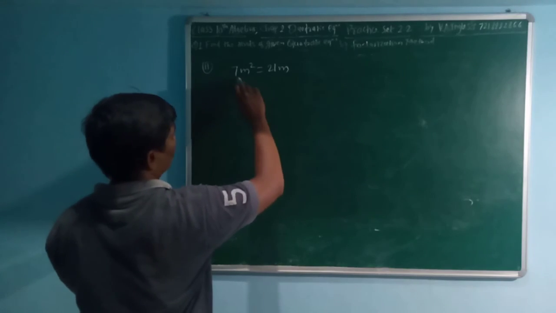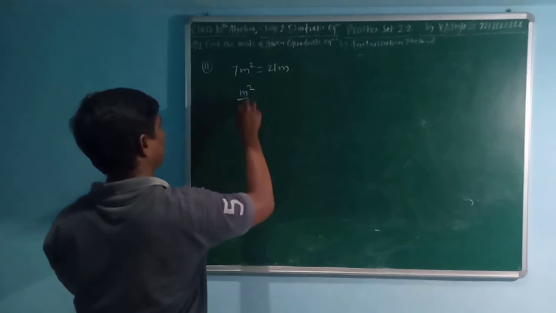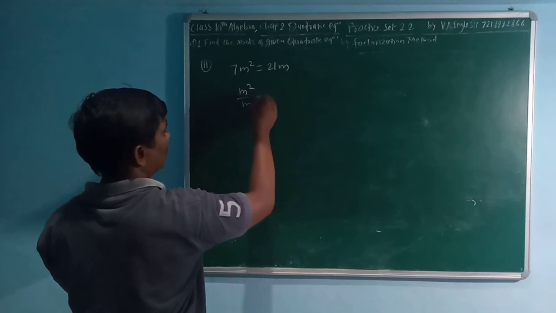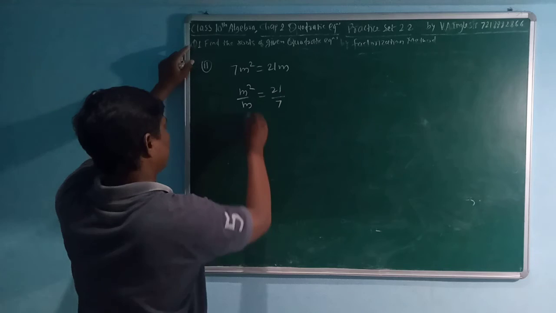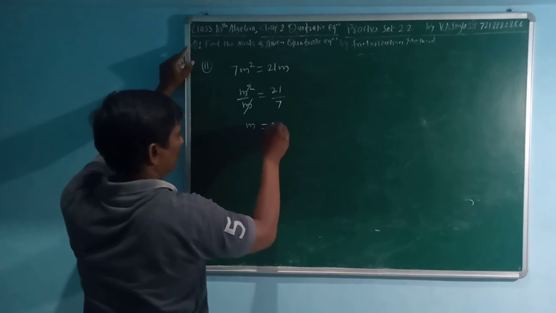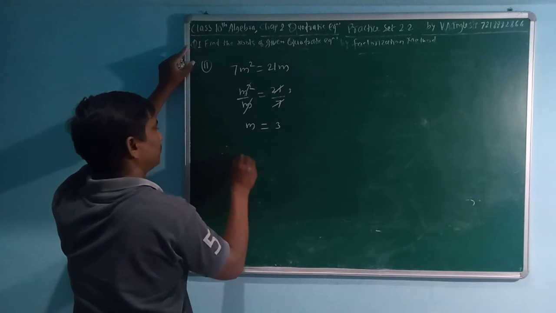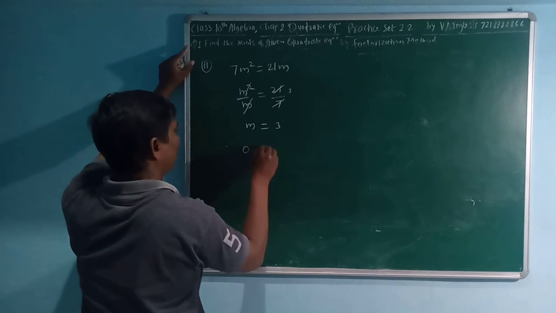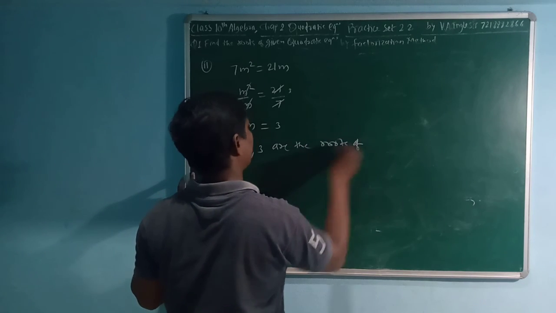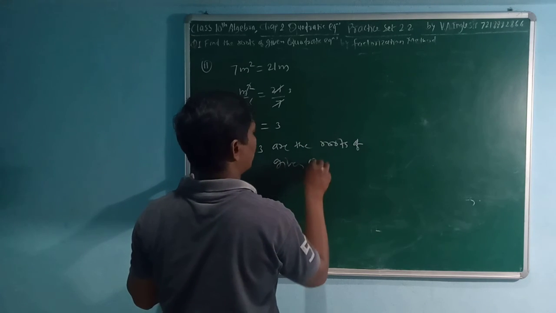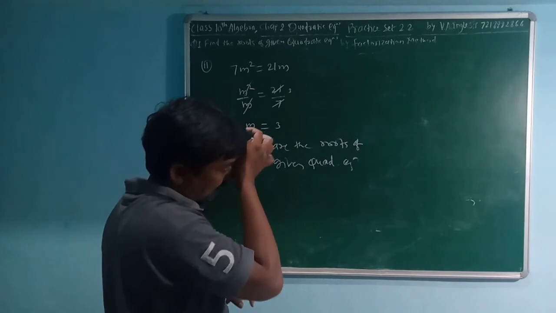So we'll take constants to one side and variables to the one side. So m square divided by m, I am taking this m to the left hand side and I am taking 7 to the right hand side. So it will become like this. So m will get cancelled, m will be there, and 21 by 7 is 3. So 0 and 3 are the roots of the given quadratic equation. Okay, I am writing short.